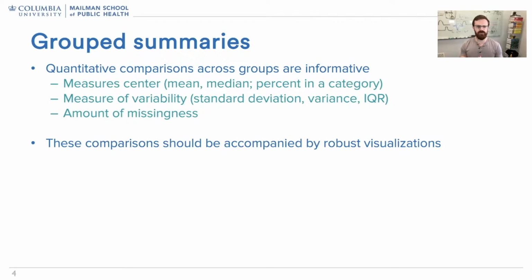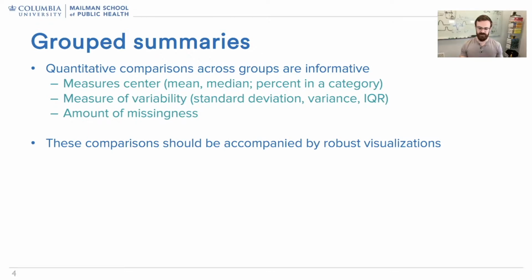I'm also saying here that you might want to know whether or not there are different amounts of missing information for some variables across the groups that you're interested in. That can be informative, for example, if you get different amounts of response or follow-up or selection within some of these groups.